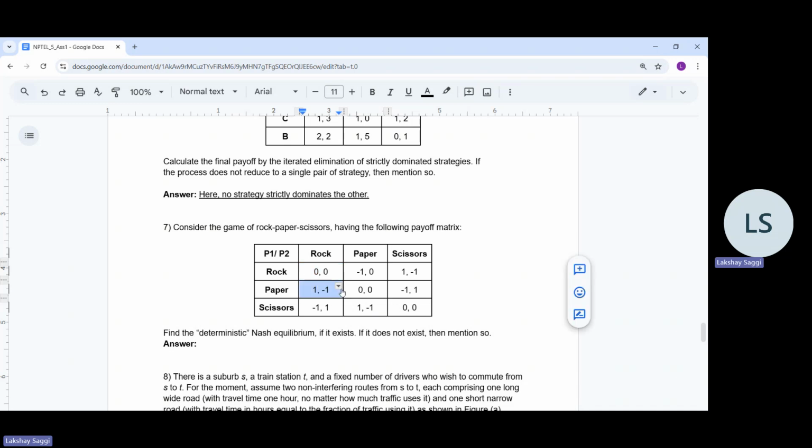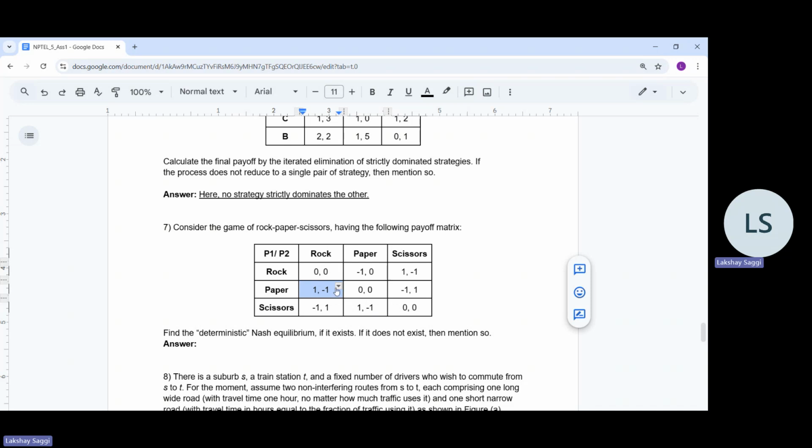Similarly, let's see if this is a Nash equilibrium or not. If we have this 1, -1, where player 1 takes out paper and player 2 takes out rock, does any player have an incentive to switch? Note that the row player already does not have an incentive to switch because it's already winning, paper is beating rock. On switching, it can only go from 1 to -1 or 0. So the row player does not switch.